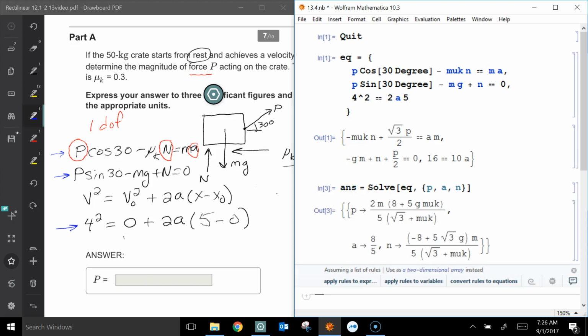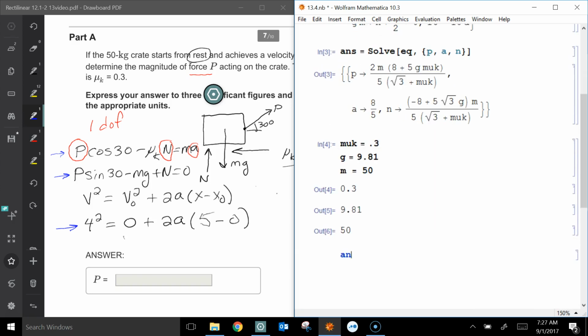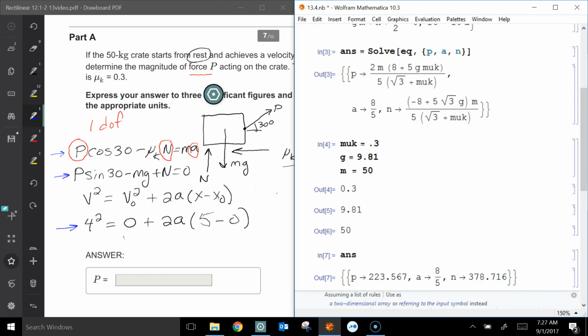And now I'm going to put in the values I know. So mu k is, according to the problem, 0.3. G, we are in meters, so that would be 9.81. And mass is 50. Notice that these are single equal signs because these are not equations, I'm just simply defining them. So I execute that, and then I just want to look at what my answer is. Bingo. And here you've got the values that you needed. Okay, so that's the solution of this one. I'll post it for you.